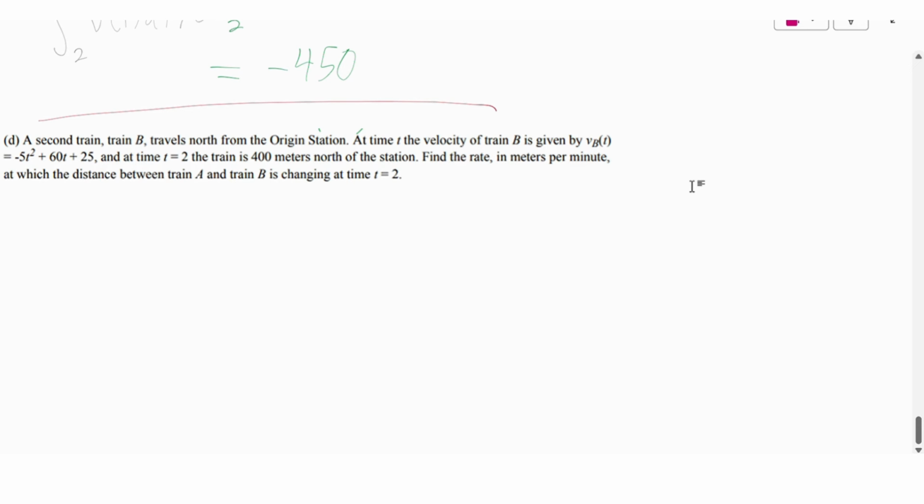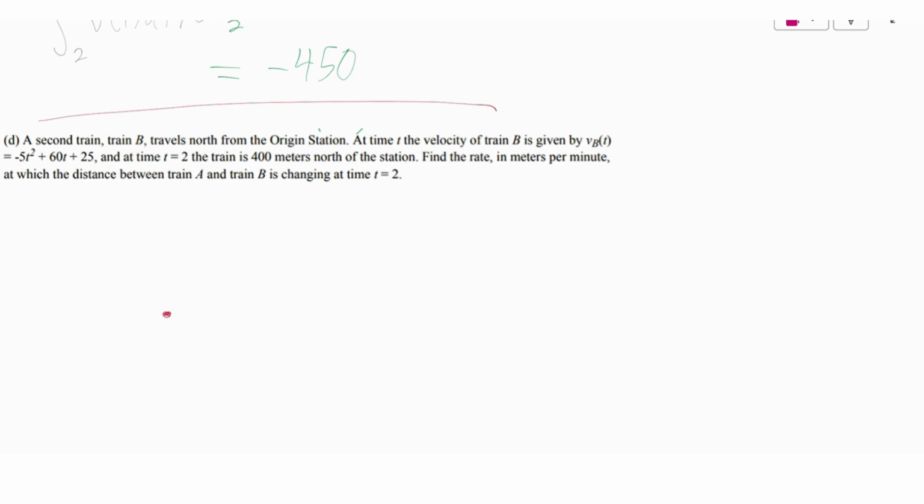I apologize, the recording stopped while recording this question, the battery died. So let's continue. A second train B travels north from the origin station. At time t, the velocity of train B is given by vB of t equals negative 5t squared plus 60t plus 45. And at time t equals 2, the train is 400 meters north of the station. Find the rate in meters per minute at which the distance between the two trains is changing at t equals 2.